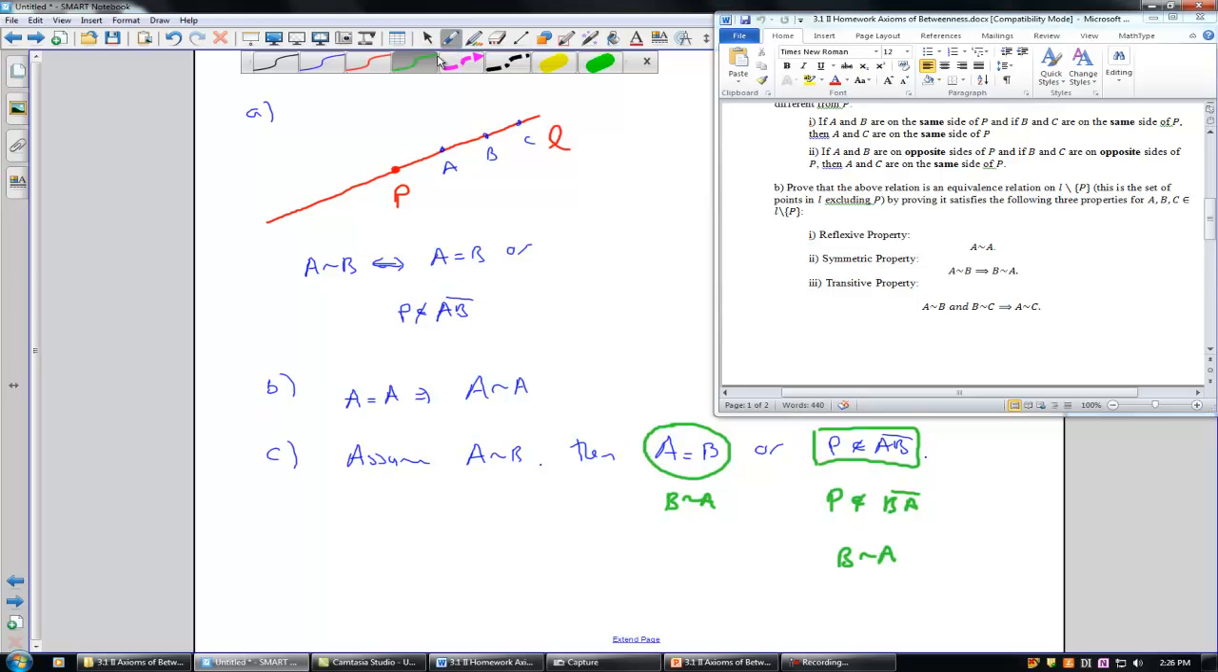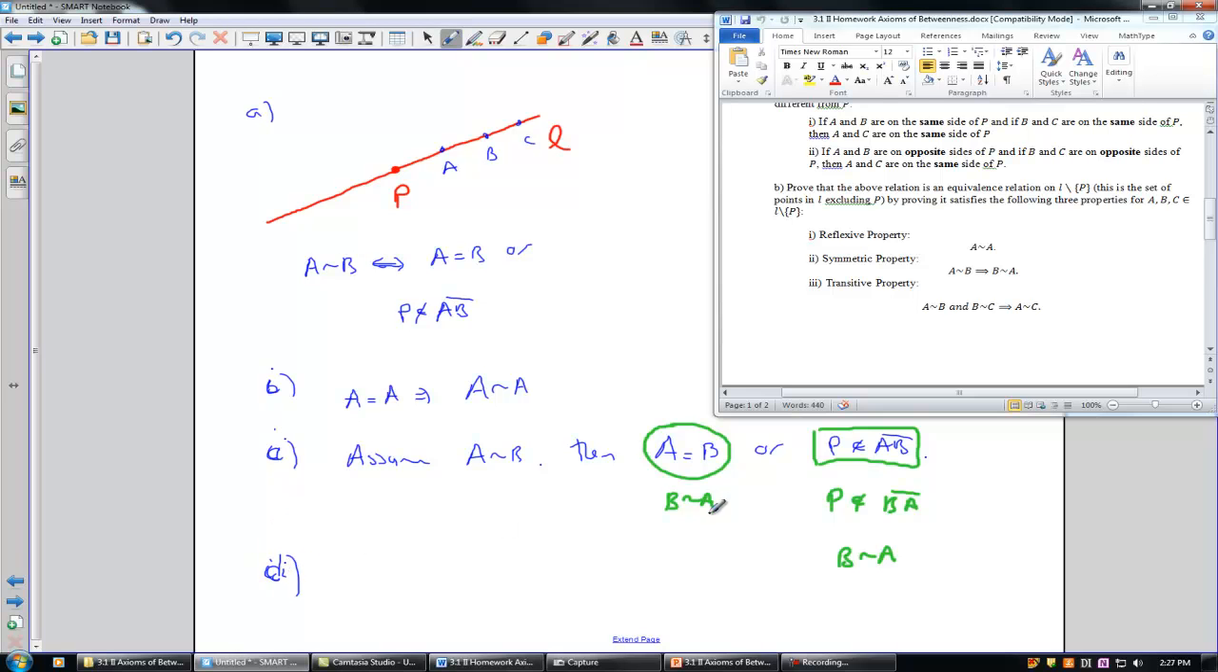And then finally, for part D, oh, I'm sorry. These are 1, 2, and 3. That's where I'm getting confused. This is 1, this is 2, and then this is 3.